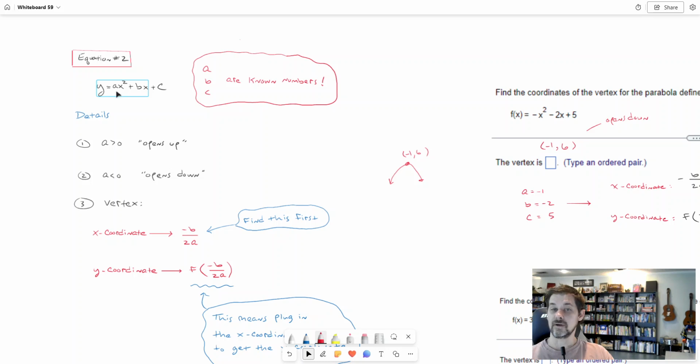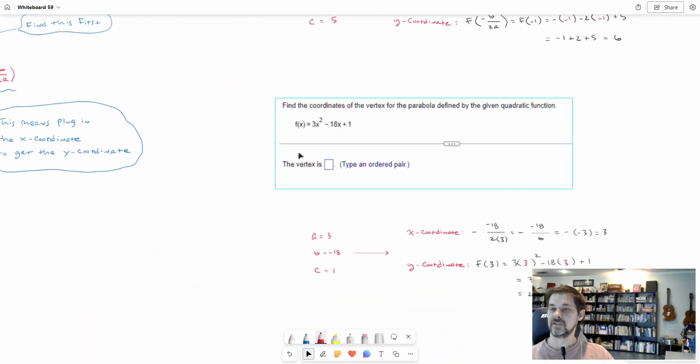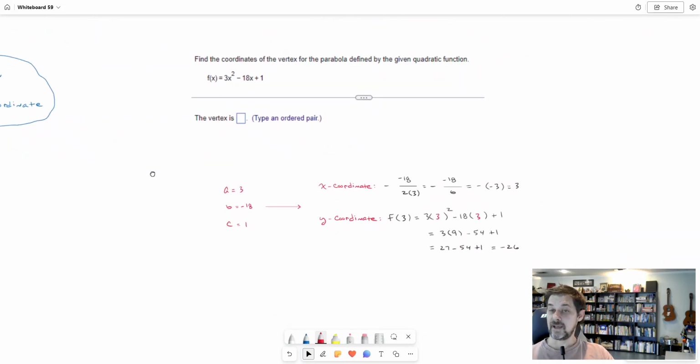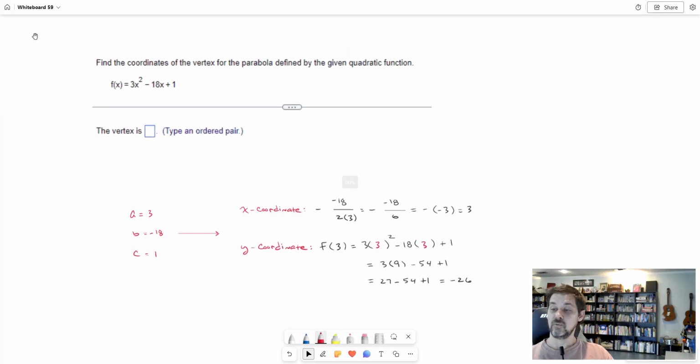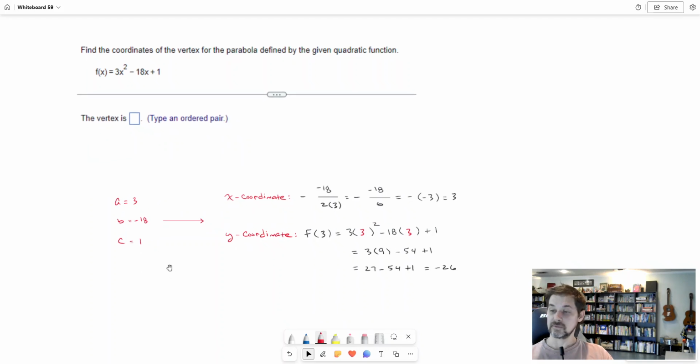It's a number times x squared plus a number times x plus another number. That's what I see here. And in fact, if I were to read those numbers off of this equation, the way that is in my instructions, it'd be that a is 3, b is -18, and c is 1. Okay? All right, so let's find the x and y coordinate of the vertex.